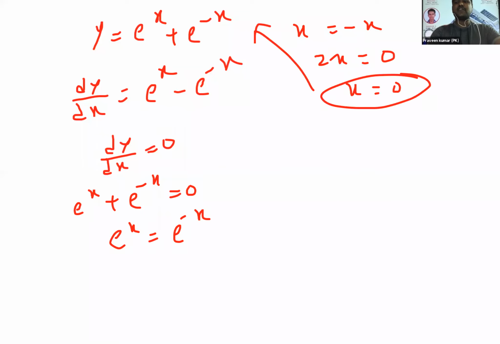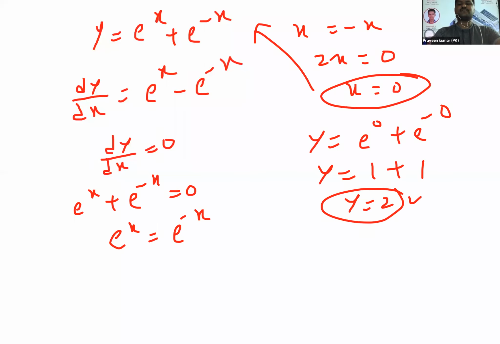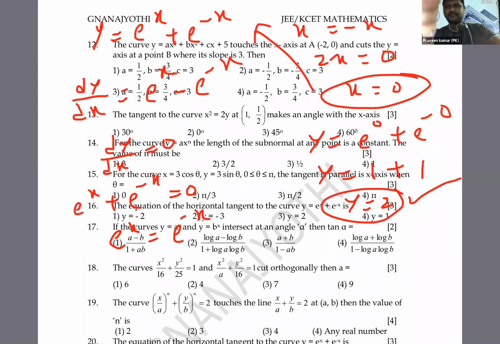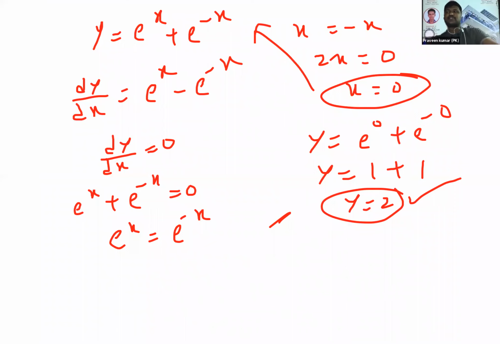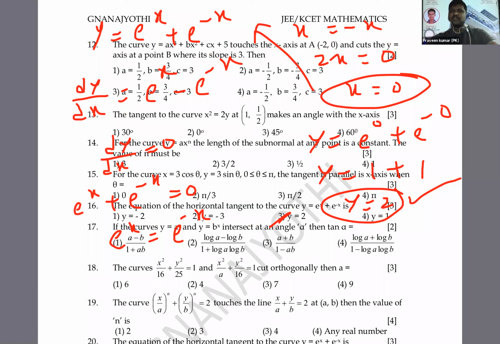This x is 0, substitute in the given curve. y is equal to e power 0 plus e power minus 0. E power 0 is 1, e power minus 0 is also 1. y is how much? 2. Which option? Third option. Understand? The complicated word in this question is horizontal. They didn't give the slope directly. They gave a horizontal line. Horizontal line means x-axis, and the slope of the x-axis is 0. So indirectly they have given this. The question is easy, the answer is easy, but tricky. See the answer: third option is correct for the 16th one.